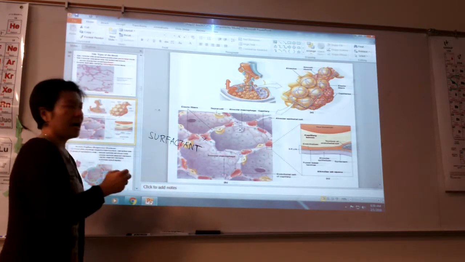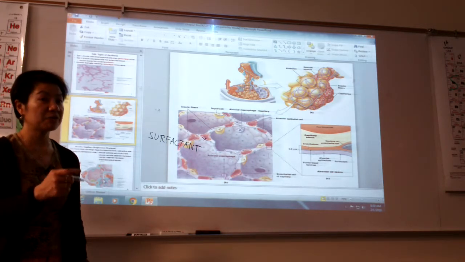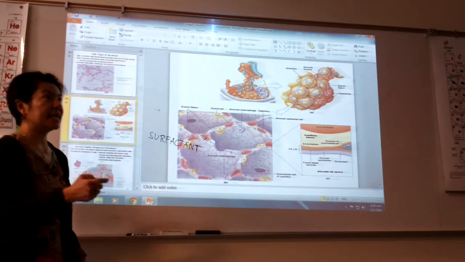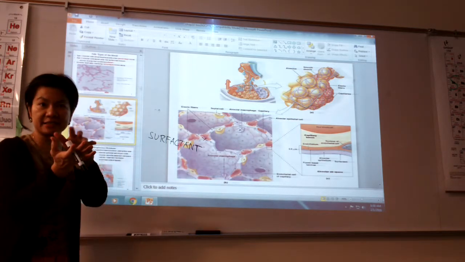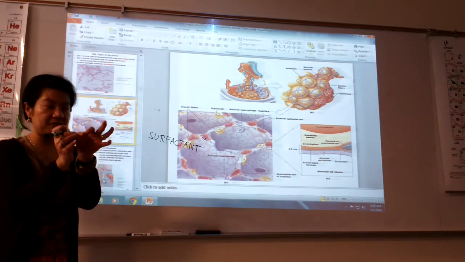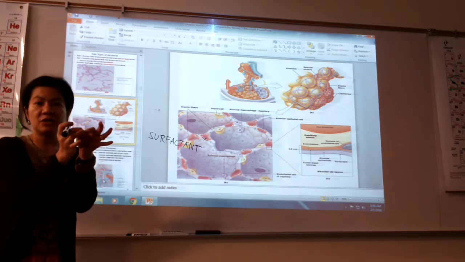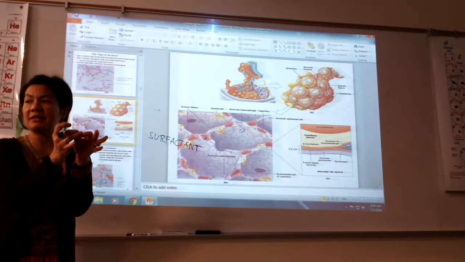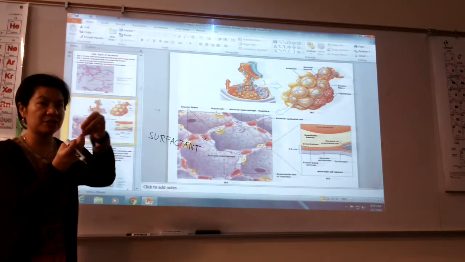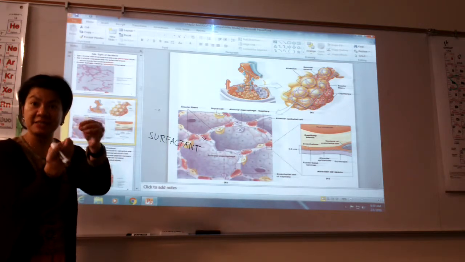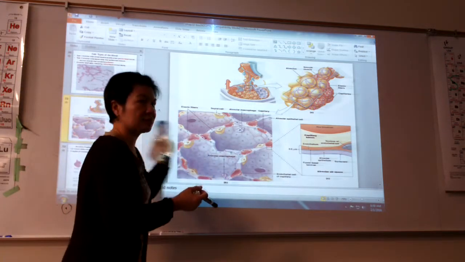Surfactant. I know you're familiar with surface tension. Are you familiar with surface tension? It's the attraction between water molecules, right? That's why insects are able to walk on the water, because the individual water molecules are attracted to each other. And have you ever had your notebook wet maybe? If it gets wet, it's very hard to separate the individual pages, right? That's the same thing with your lungs, okay?